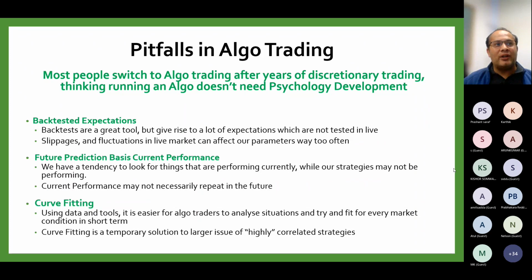Another pitfall is that we try to predict our future performance based on the current performance. This is another thing that people end up doing a lot of times. We look at things that are performing right now, and if our strategies are not performing, we switch over to them immediately. But current performance is never a guarantee of future performance. Future performance will, of course, be different. There could be different trends. It could be similar, it could be different, but that's not a guarantee.